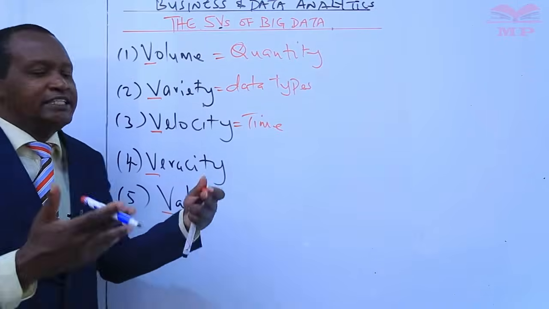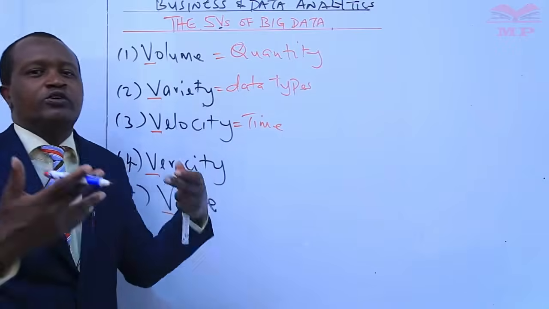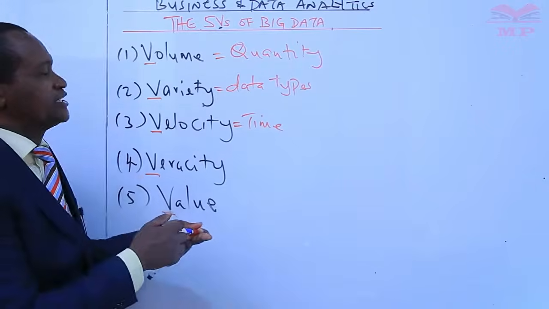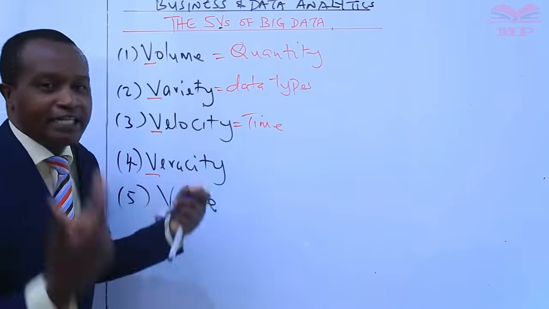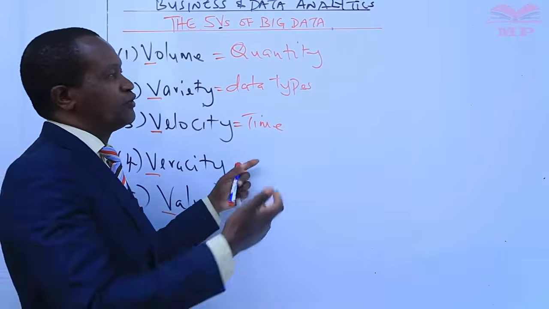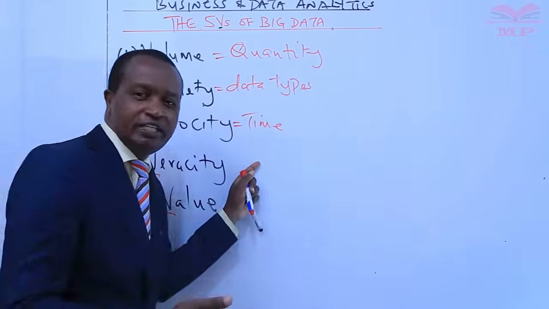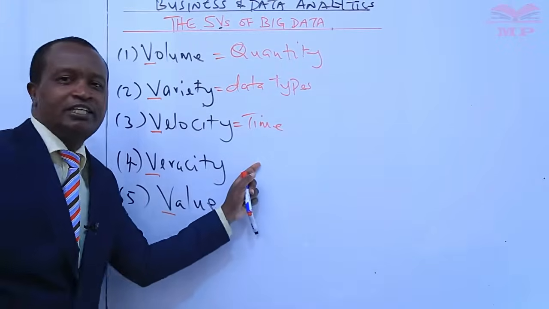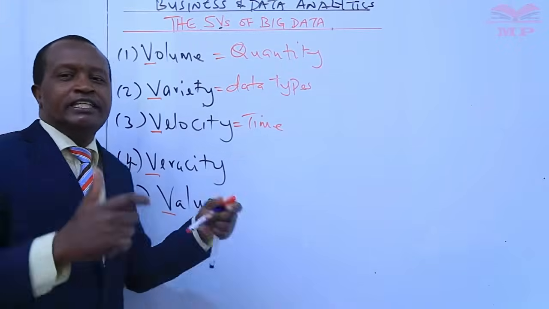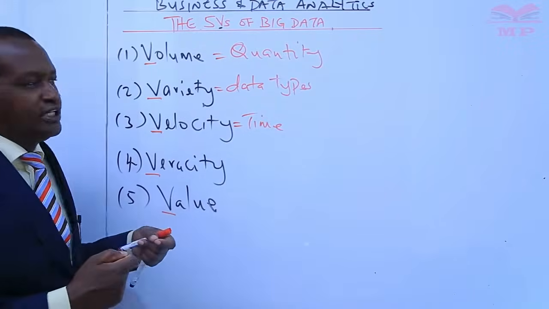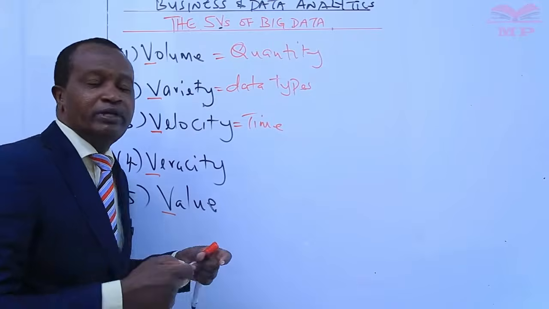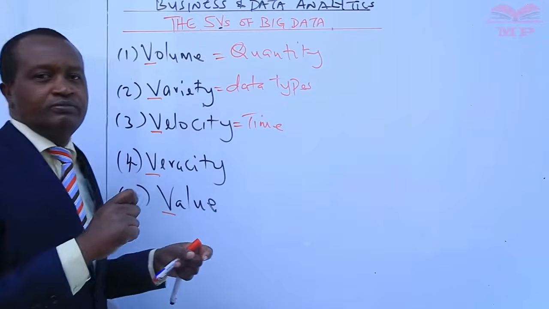And we say that data could flow from sources such as machines, such as networks, such as smartphones. Data can flow from sources such as social media. And such data needs to be digested and analyzed quickly. And at times, such data ought to be analyzed real time.